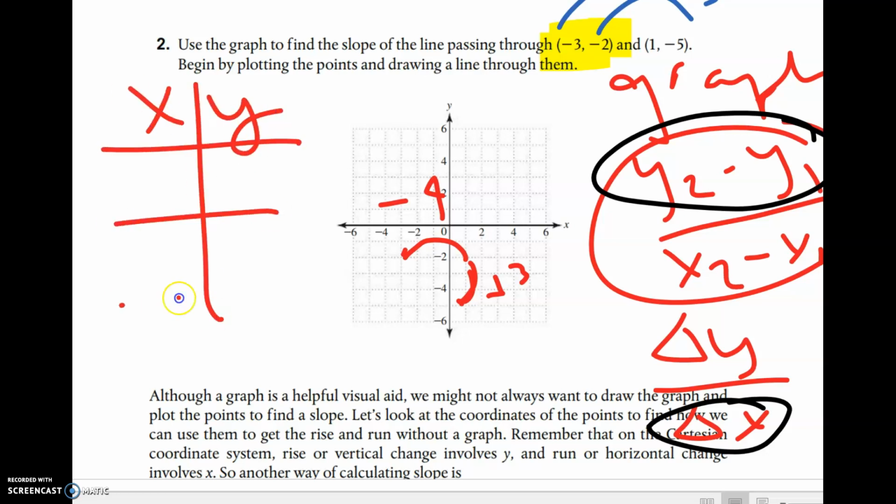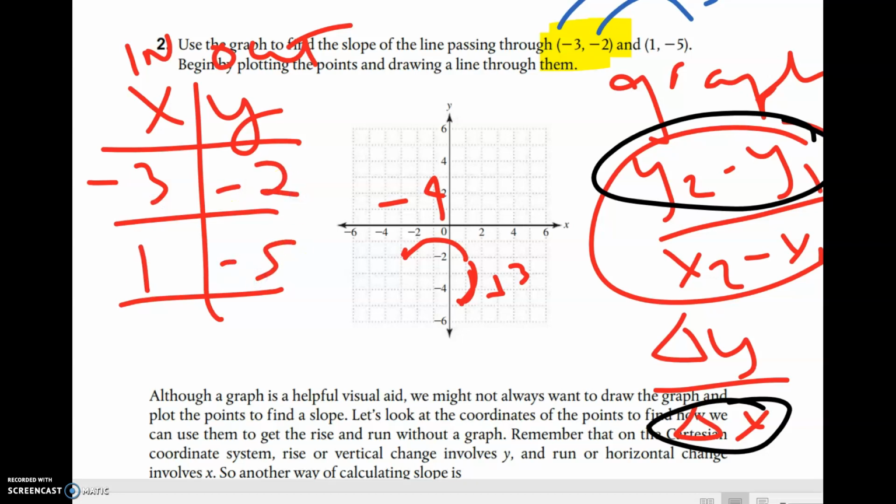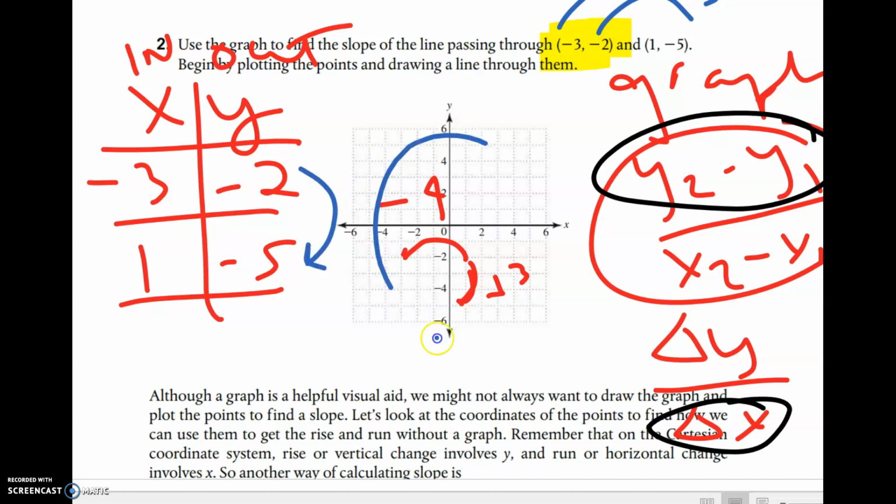I'm going to make my input-output chart. So here's my input, here's my output, or my independent, dependent. And I have these 2 points, -3, -2, 1, -5. And so this is more using the idea that this is a rate. Rise over run, like on the chart, is more of a ratio. This is more of a rate idea.